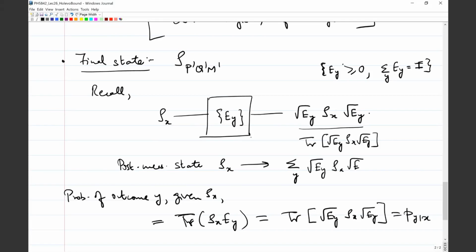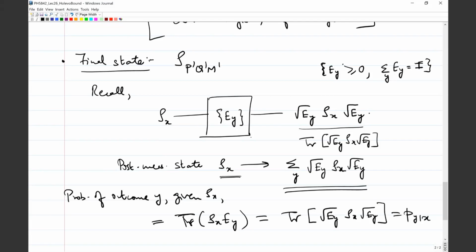So for a given x, the state is going to transform as a sum over y of square root E_y rho x square root E_y, because I multiply by the probability and I divide by this normalization. They turn out to be the same, right? So this is the post-measurement state for a given rho x.